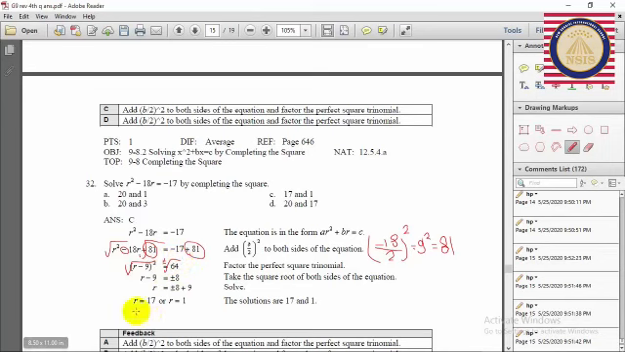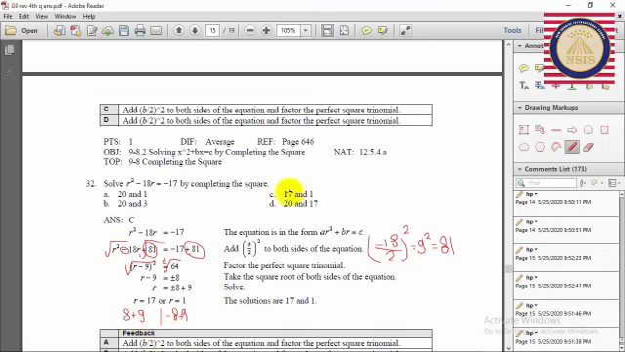What are we going to do? One was plus and the other was minus. 8 plus 9, and here negative 8 plus 9. Okay, 8 plus 9 is 17, negative 8 plus 9 is 1. So both my values are 17 and 1, which is C. Excellent.